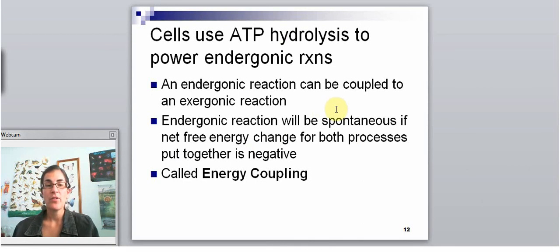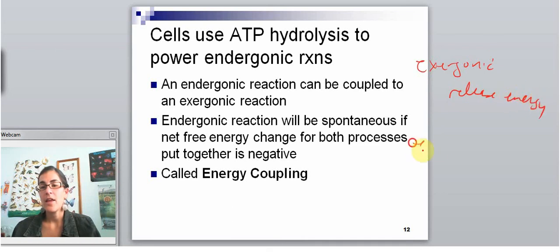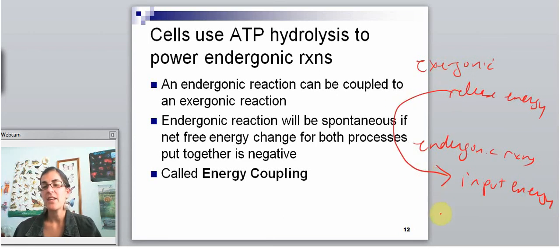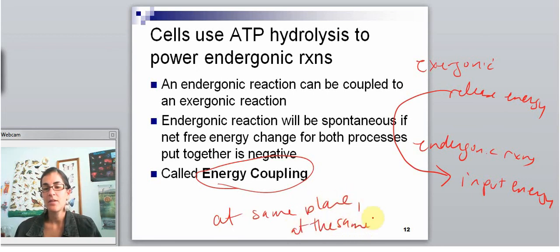I mentioned a moment ago that ATP hydrolysis, which is exergonic, is going to provide energy for other things in the cell. One of the things that it can do is provide energy for endergonic reactions. Exergonic reactions, again, release energy, and endergonic reactions have an input of energy. So if this is releasing energy, it can feed in as an input of energy for an endergonic reaction. When that happens, it's called energy coupling. And it has to happen at the same place, at the same time, for the two reactions to be coupled. So we'll look at an example here.